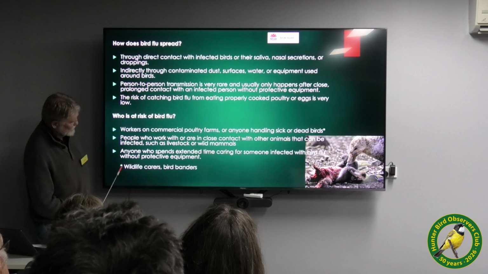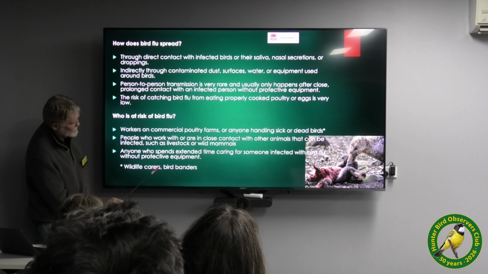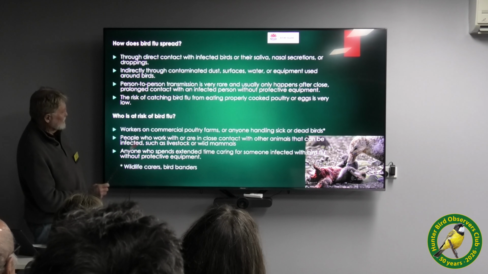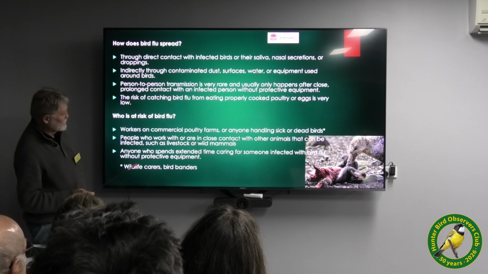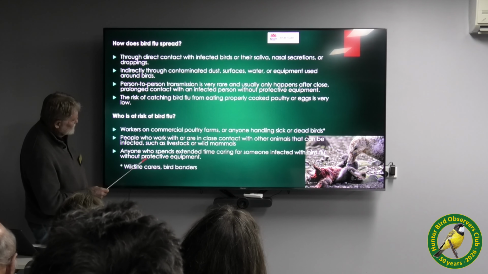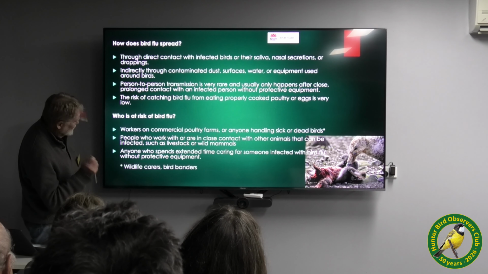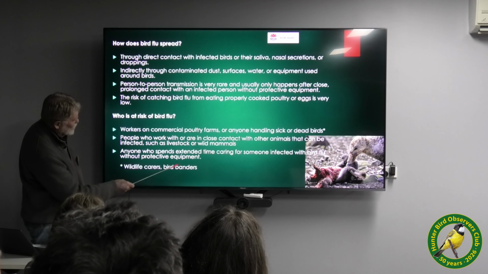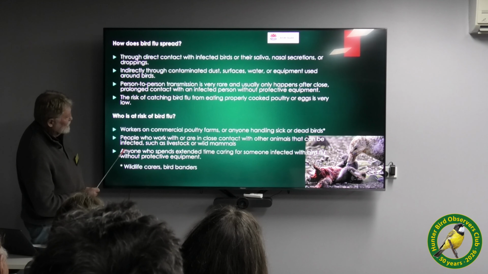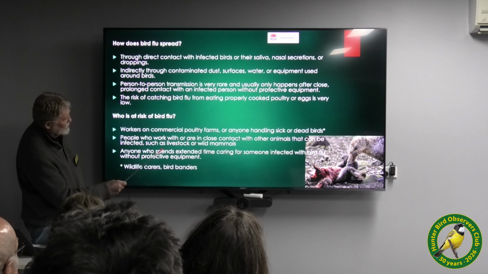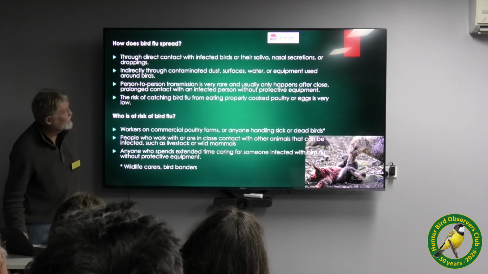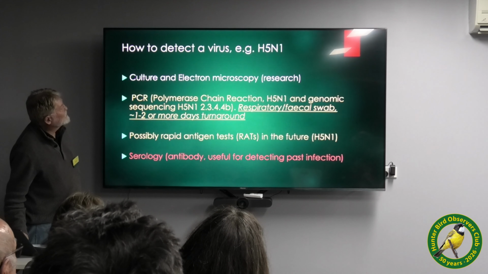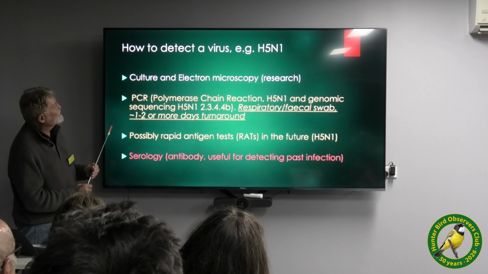And I sort of keep in mind that we have wildlife carers in our group and bird banders. They seem to be talking to Rob, and he said they're well on top of that. Anyone who spends extended time caring for birds and whatever, they're increased risk. So how to detect H5N1?